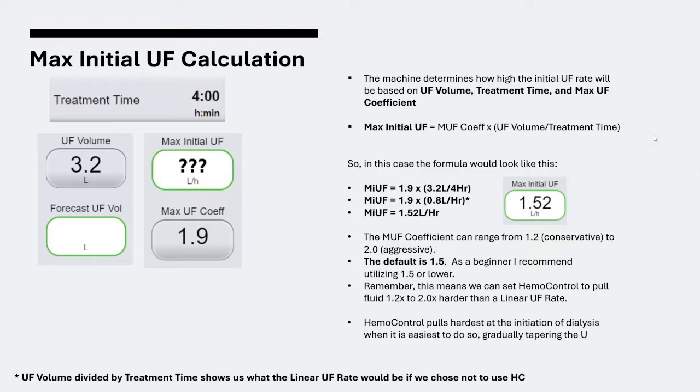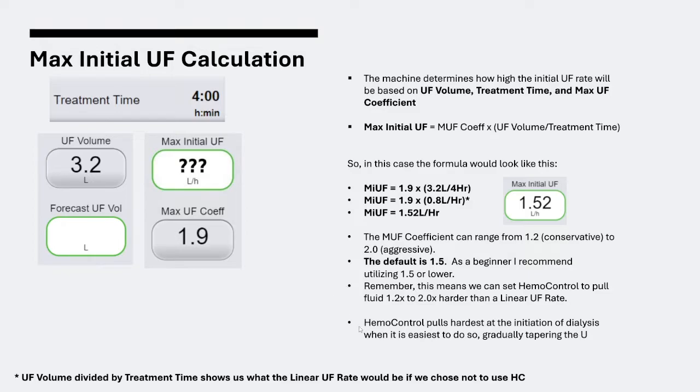The MUF coefficient can range from 1.2, which is more of a conservative pull, to 2.0, which in my opinion is quite aggressive. So again, that's 1.2 times the linear UF up to 2 times as hard as the linear UF. The default value is 1.5, or 1.5 times the linear UF. As a beginner, I would definitely recommend utilizing an MUF coefficient of 1.5 or lower. You really need to know your patients to know how they will respond to higher UF values, and I don't recommend it for beginners.